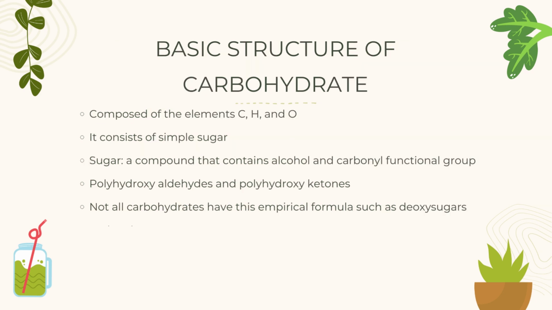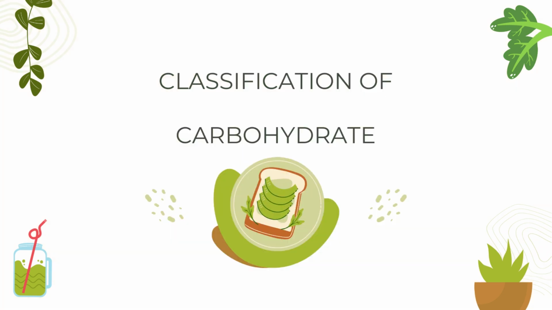The basic structure of carbohydrate is composed of the elements carbon, hydrogen, and oxygen. It consists of simple sugars, and it also contains alcohol and carbonyl functional groups such as aldehydes and ketones. Not all carbohydrates have this empirical formula of carbon, hydrogen, and oxygen, for example deoxy sugars and amino sugars. They don't actually comply with this empirical formula. So for carbohydrates, even though they have the same molecular weight, the rotational functions of the carbohydrates and the large number of asymmetric centers can give different kinds of properties or features.